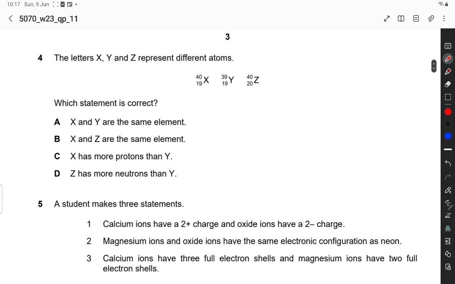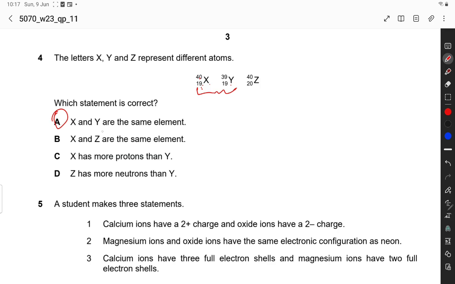The letters X, Y and Z represent different atoms. X and Y have the same proton number and different neutron number, so X and Y could be isotopes, and Y and Z are different elements. Which statement is correct? X and Y are the same element. Yes, X and Y are the same element because they have the same number of protons. So this might be correct.